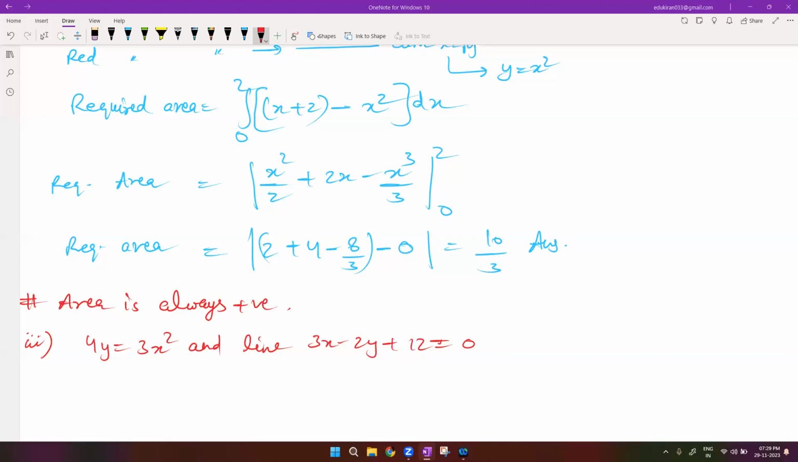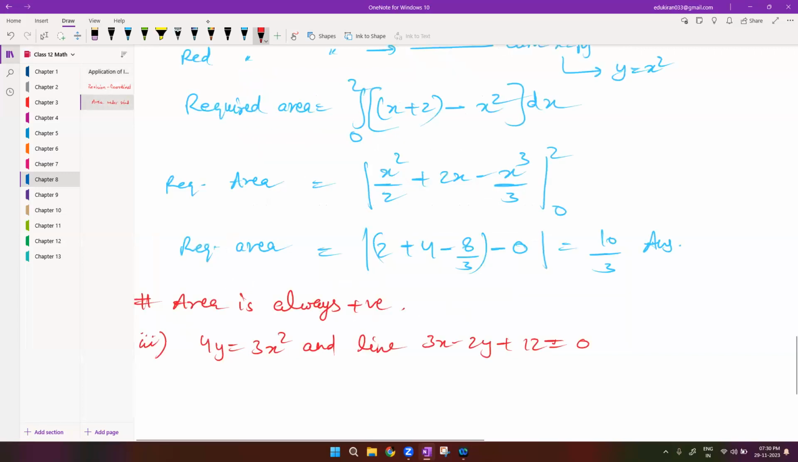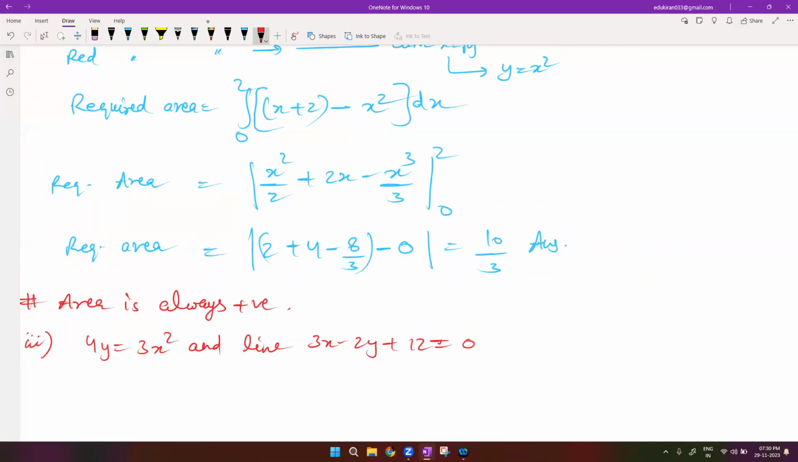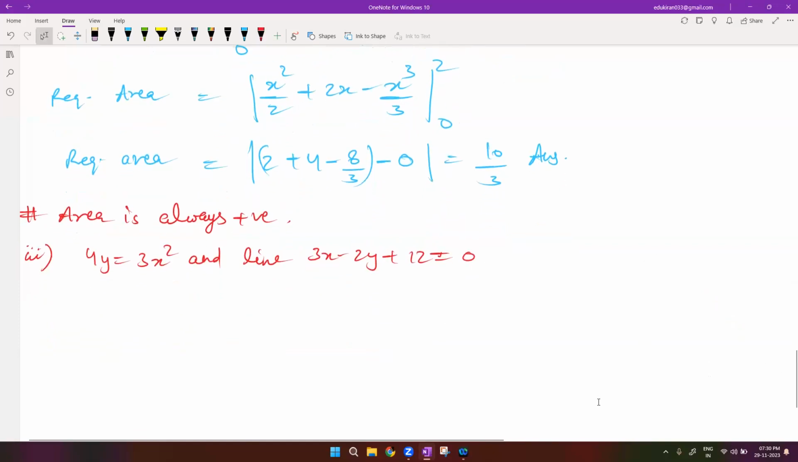And you can also see that they have not mentioned any axis this time. In the first question, they mentioned the y-axis. But this time, they haven't mentioned any axis. They are just simply saying, take this curve, 4y is equal to 3x square. Take this line, 3x minus 2y plus 12 is equal to 0. And find the area that lies between them. Correct? Sure. First task, draw the figure.